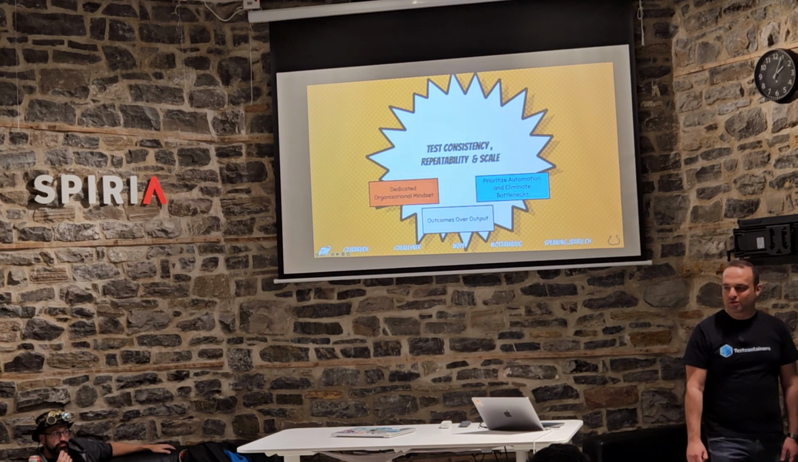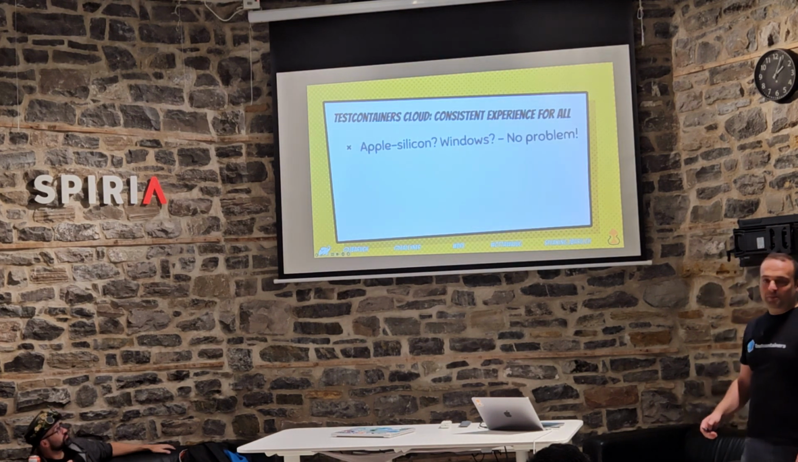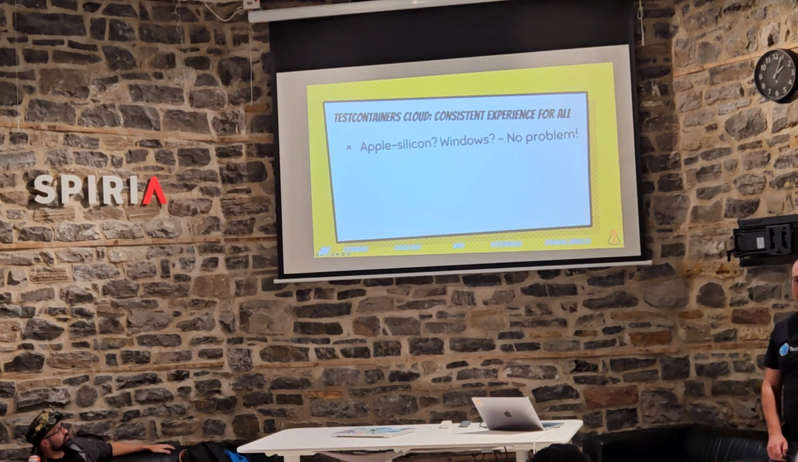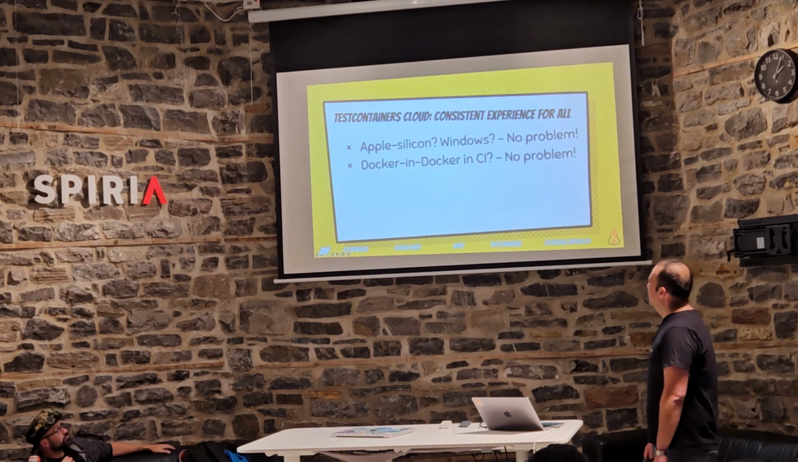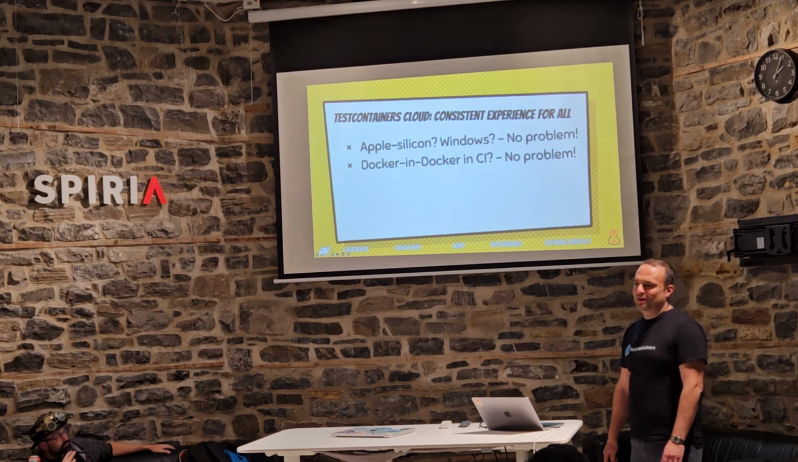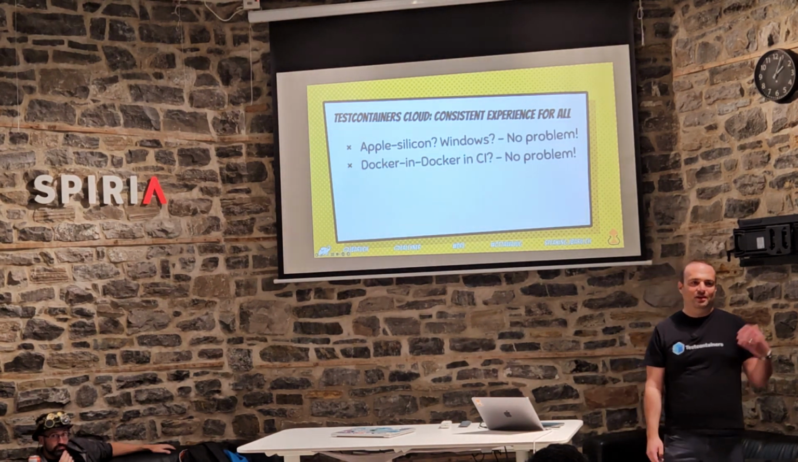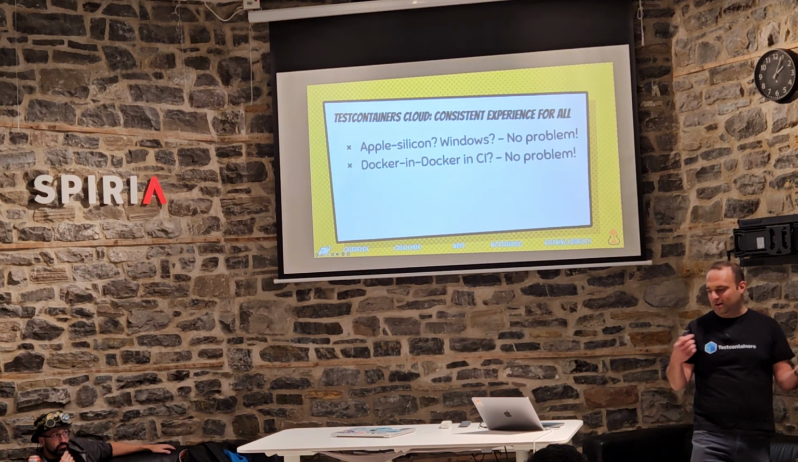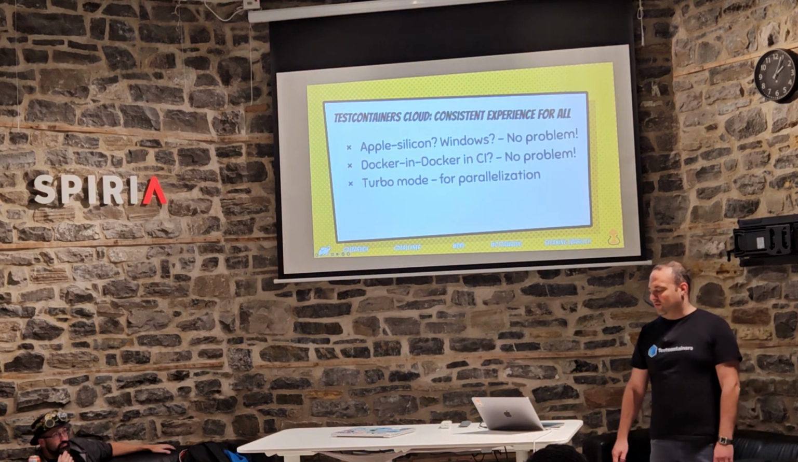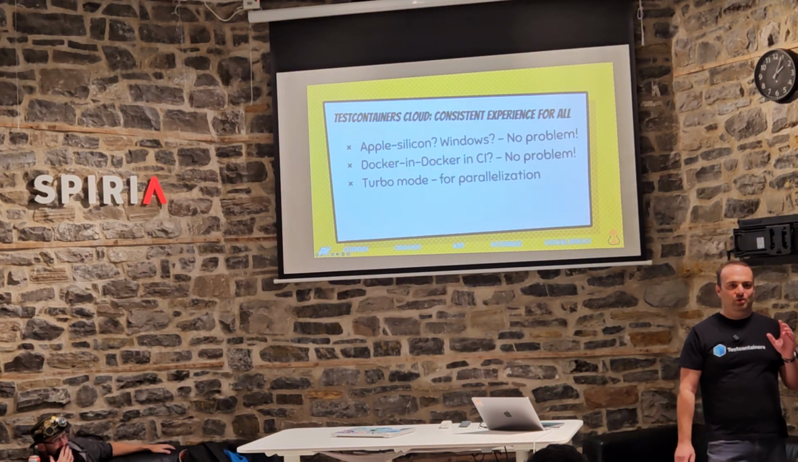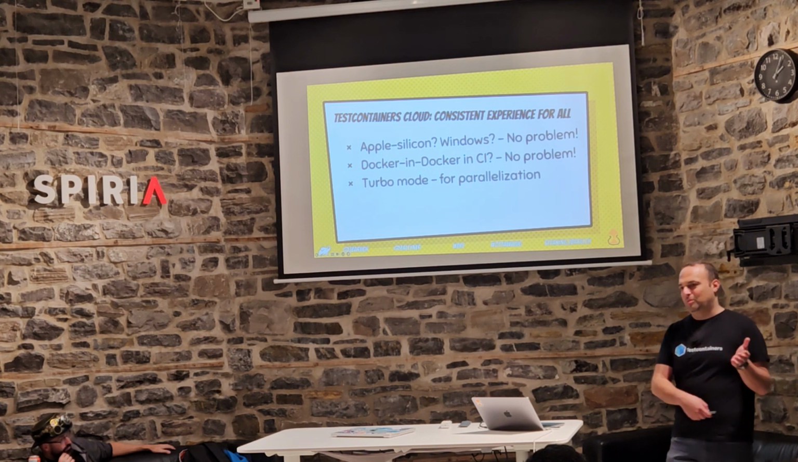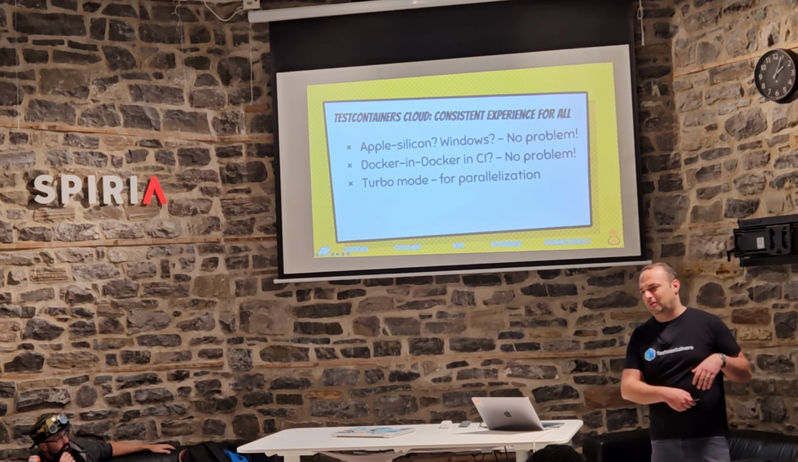We have a Testcontainers Cloud service that solves the Apple silicon versus Windows versus Intel silicon problem, because now it becomes consistent because it's the same backend. It solves the Docker-in-Docker issue in CI. So if I'm running Testcontainers in a containerized CI environment, I no longer have the Docker-in-Docker situation. We have Turbo mode for parallelization, so we don't necessarily have to give you one machine where your containers are going to run. We can give you multiple machines. So if you start running it, we can give you a whole bunch.